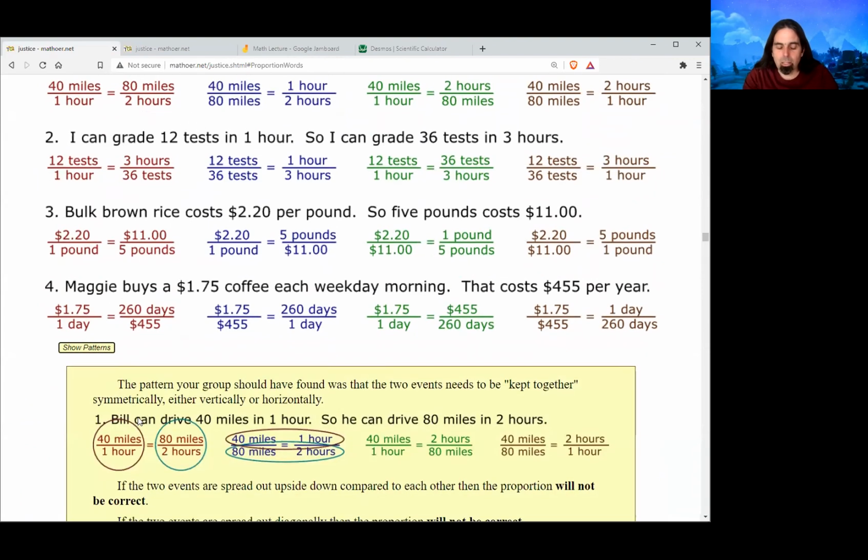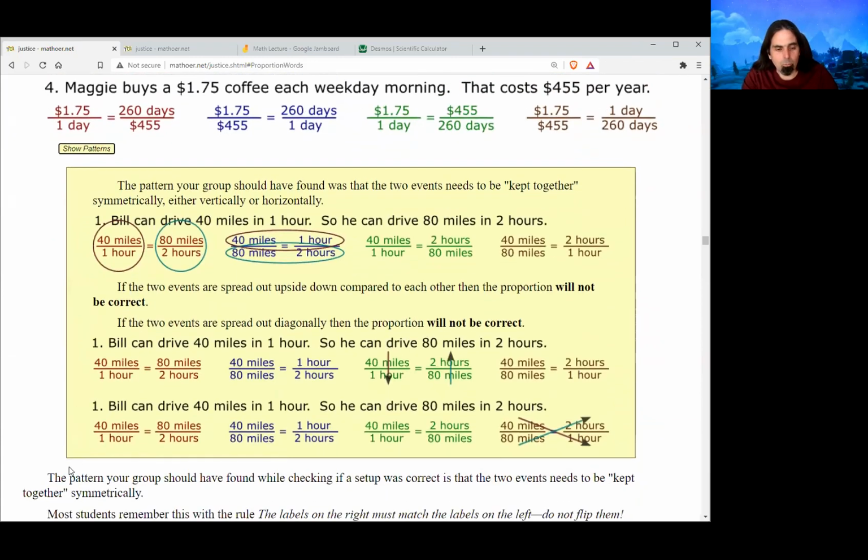And what we found out was that what most people find happiest is if one side, where 40 miles over 1 hour is circled, is one situation and the other side is the other situation. And the words are symmetrical. If miles is on top, it stays on top. If hours is on the bottom, it stays on the bottom. And when that doesn't work, then the math won't work out well.